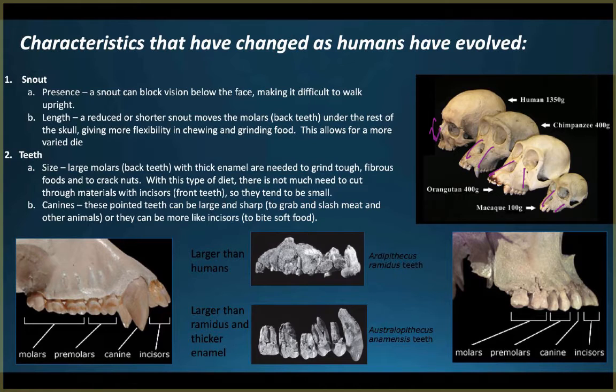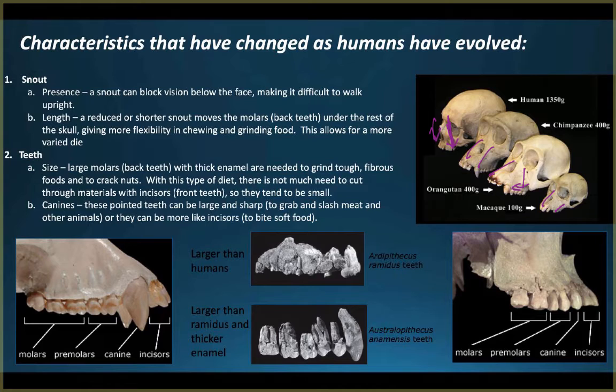So over time, it has reduced or gotten shorter, but that also moves the teeth more underneath. You can see how these are kind of out, and now the teeth are more in line and underneath the skull. This gives more flexibility in chewing and grinding food, and it allows for a more varied diet. Now, the size of the teeth has changed.